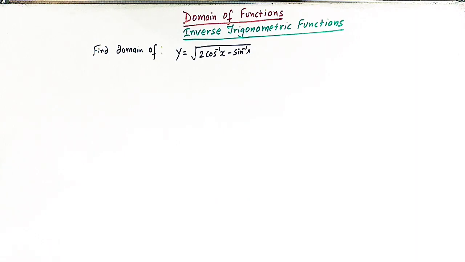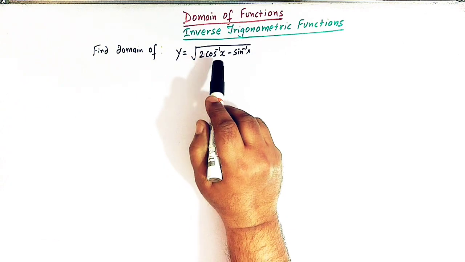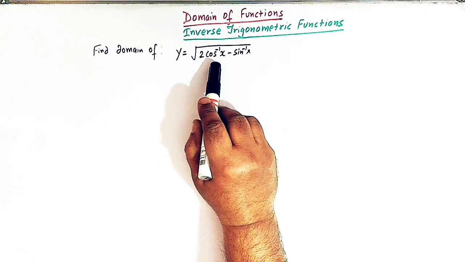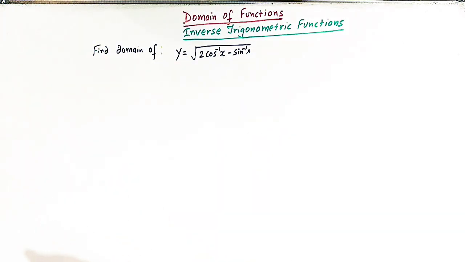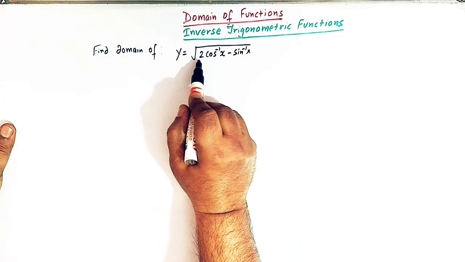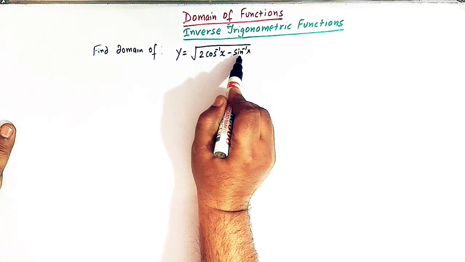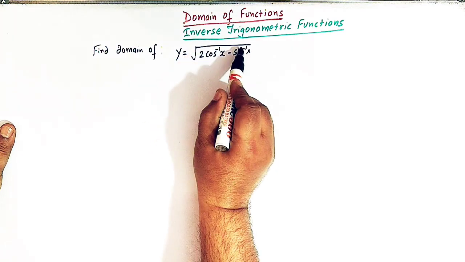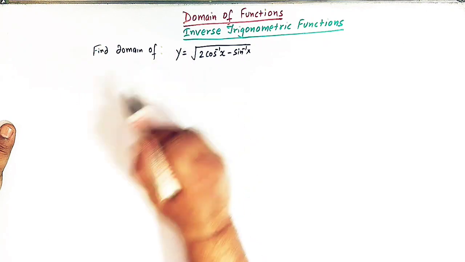Here we have a combination of two inverse trigonometric functions, and we'll see how we can find the domain of this function y using the properties of inverse trigonometric functions. So let us start. Here we see that we have the expression 2 cos inverse x minus sine inverse x inside the square root sign.